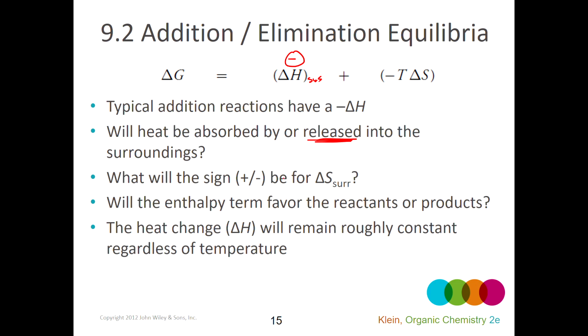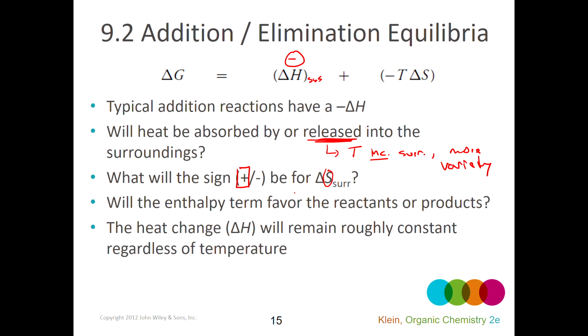What will the sign be for the entropy change in the surroundings? Well, if heat is released into the surroundings, there should be a temperature increase in the surroundings. And if the temperature goes up, there's more variety in the surroundings. So the change in entropy should be positive for the surroundings. The reaction releases energy. The surroundings have more kinetic energy. They're moving around more, and that means they're moving around with more variety.